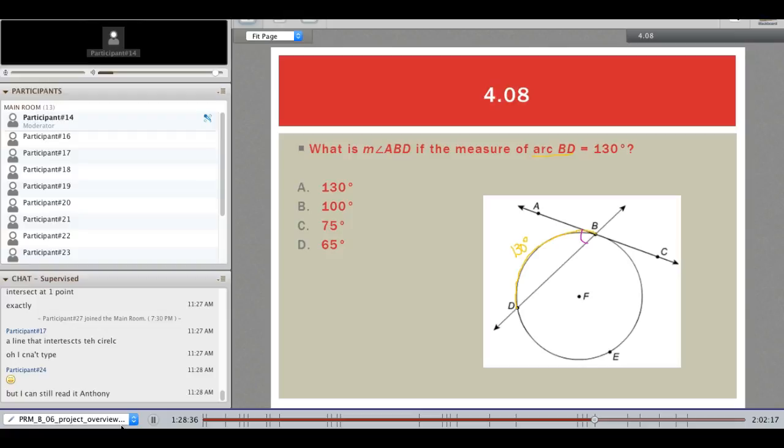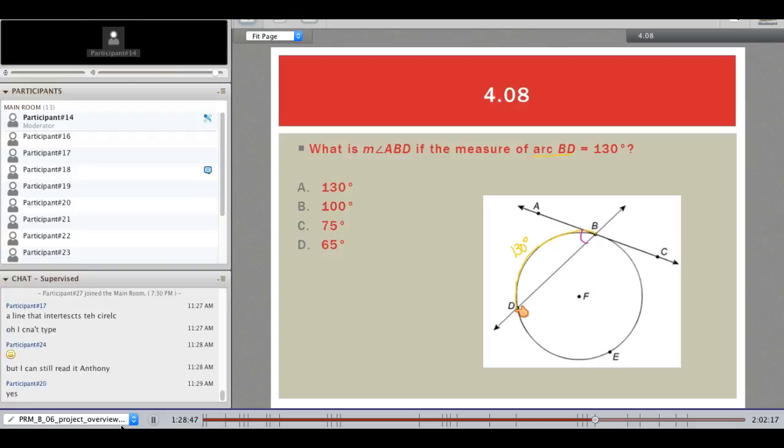But yes, in this, you can see here that the angle that we're looking for and the arc are on the same side of the circle. Does that make sense what I'm saying there? Do you see what I mean by on the same side of the circle or on this side of the line? They're both on that side of the line.